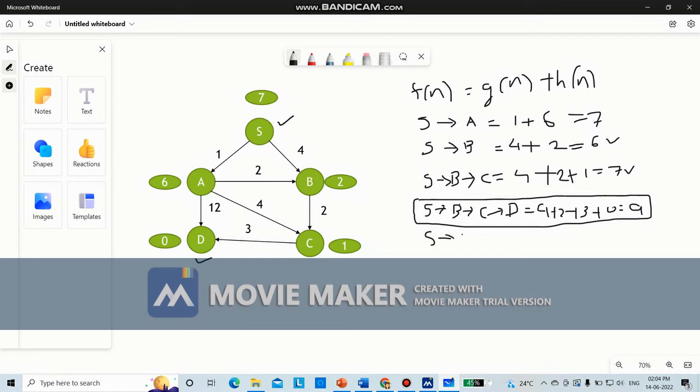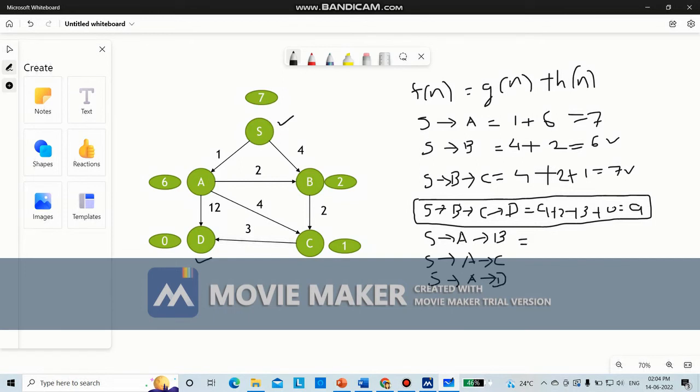So S A. From A, where can we go? From A we can go to B, we can go to C, and we can go to D. So we will write all these things. From A we can go to B, then C, and D. So let us write it like this, and then we will calculate the fitness number for all of these.